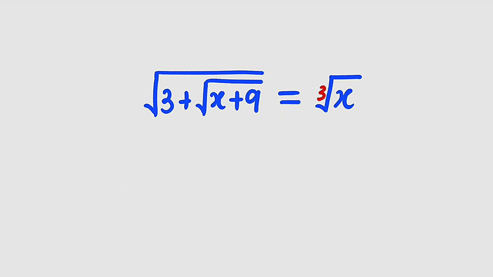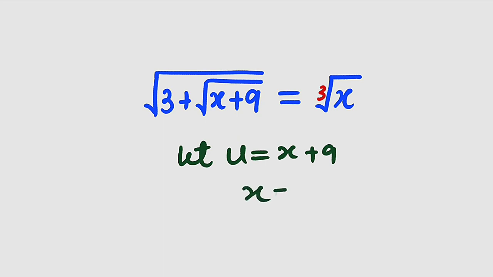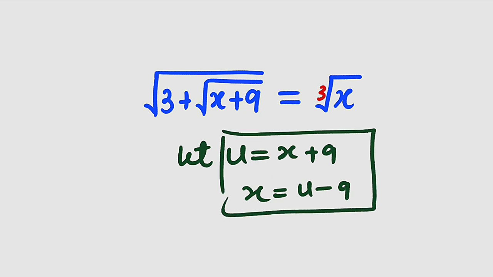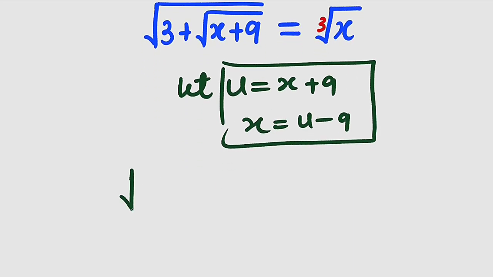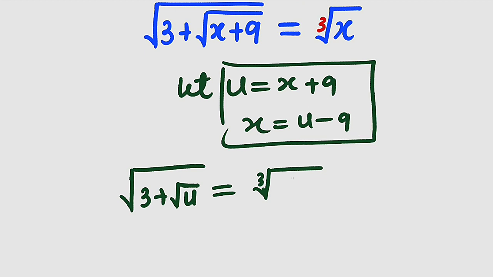This equation is a little bit confusing, so let me use substitution. Let u be equal to x plus 9, which is this one. And what will be the value of x? x will be equal to u minus 9. So this is what we need to substitute. So it will be the square root of 3 plus square root of what? u to the left hand side, and this is equal to the cube root of what? x, but x is u minus 9.